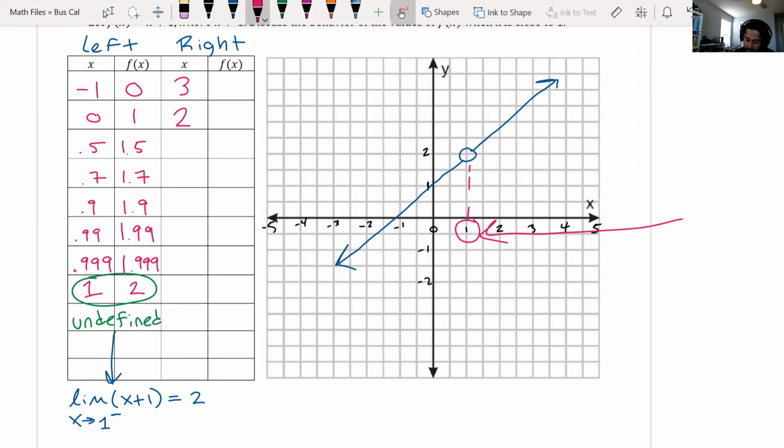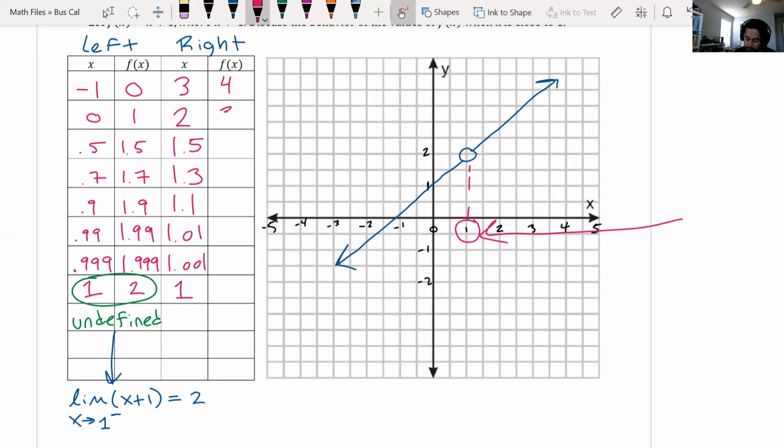So I'll say, how about 1.5, 1.3, 1.1, and then let's get really close to 1. Let's say 1.01, 1.001, and let's just choose 1. Okay, and now again, plug this into the function x plus 1. So all we're going to do is add 1 to all these numbers.